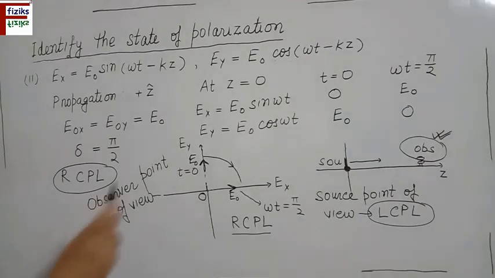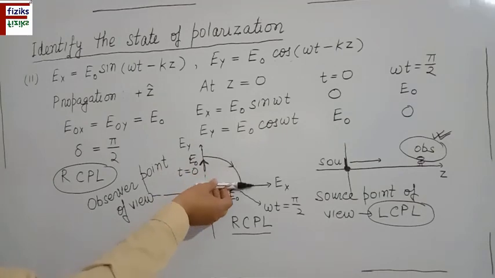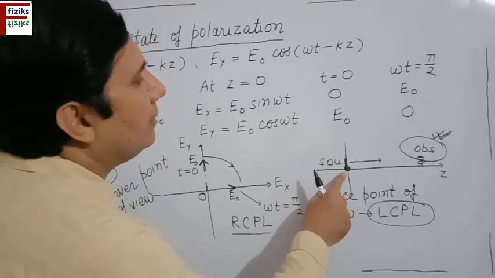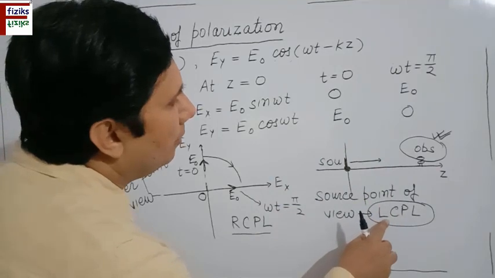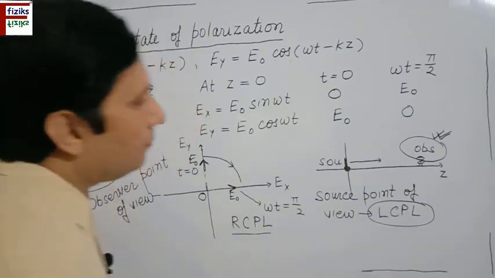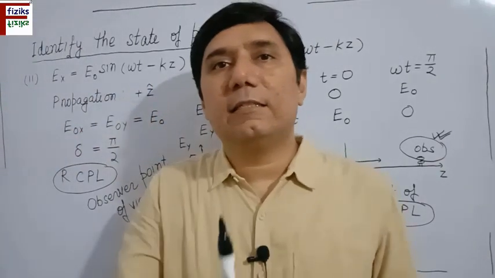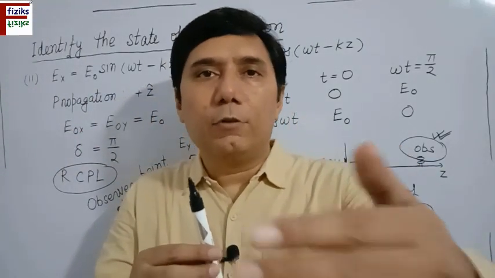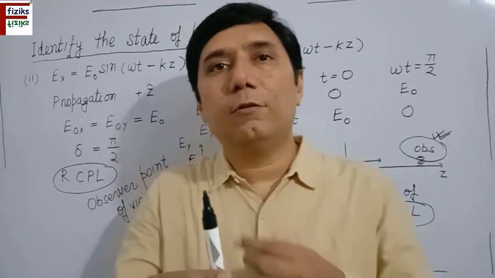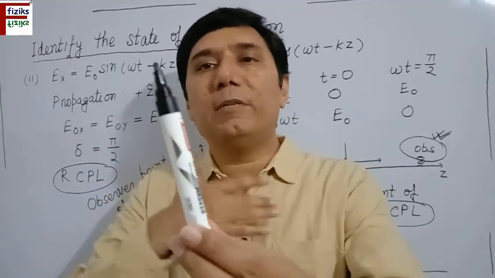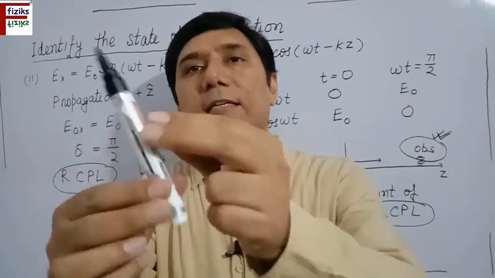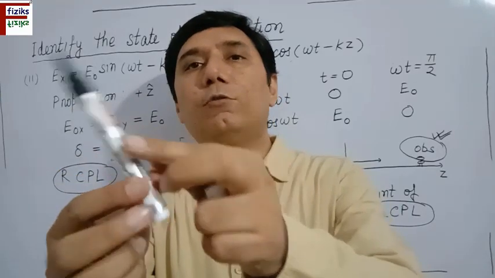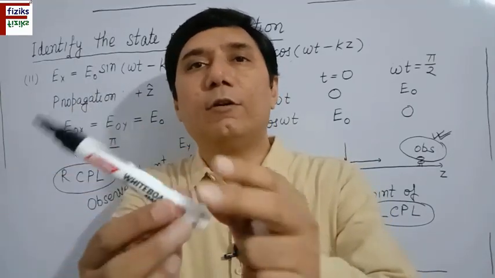Here this electric vector is rotating in the clockwise direction, so this is right circularly polarized light. But a person standing at the position of the source will observe the opposite polarization, and will observe left circularly polarized light. You can understand this in such a way. Suppose you are the observer and I am standing at the source point of view. For me this marker is rotating in clockwise direction, and for you this is rotating in anti-clockwise direction.